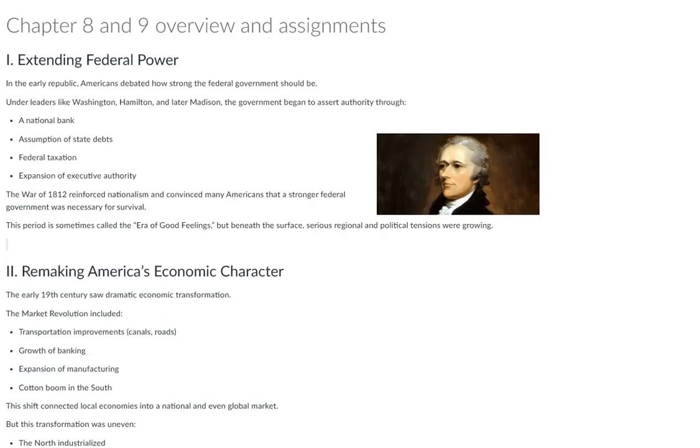So in the early republic, Americans often debated how strong the federal government should be. And this is Alexander Hamilton. Under leaders like him and George Washington and James Madison, the government began to assert authority through a national bank, the assumption of state debts, federal taxation, and the expansion of executive authority. And the War of 1812 reinforced nationalism and convinced many Americans that a stronger federal government was necessary to survive.